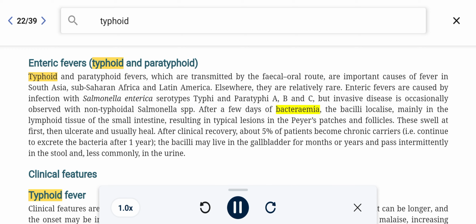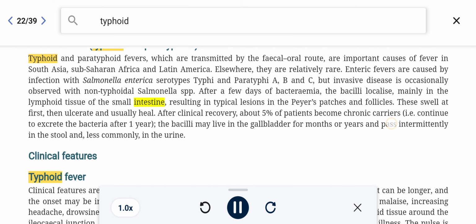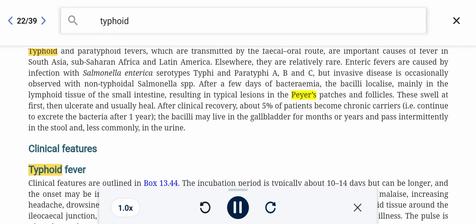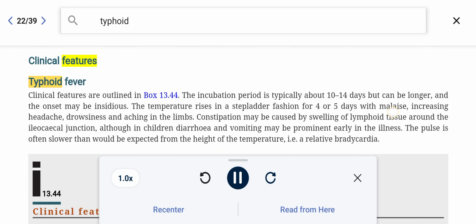After a few days of bacteremia, the bacilli localize, mainly in the lymphoid tissue of the small intestine, resulting in typical lesions in the Peyer's patches and follicles. These swell at first, then ulcerate and usually heal. After clinical recovery, about 5% of patients become chronic carriers, i.e. continue to excrete the bacteria after 1 year. The bacilli may live in the gallbladder for months or years and pass intermittently in the stool and, less commonly, in the urine.